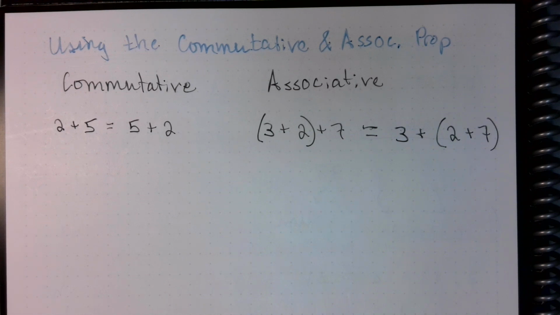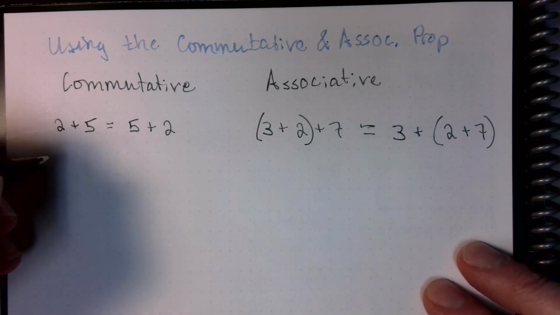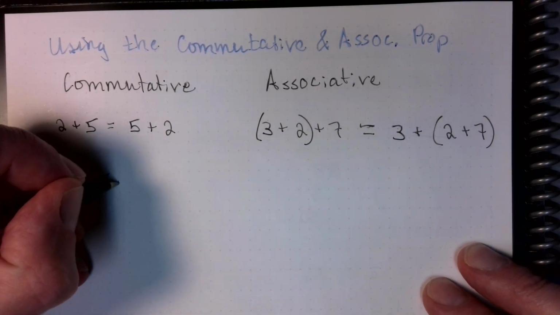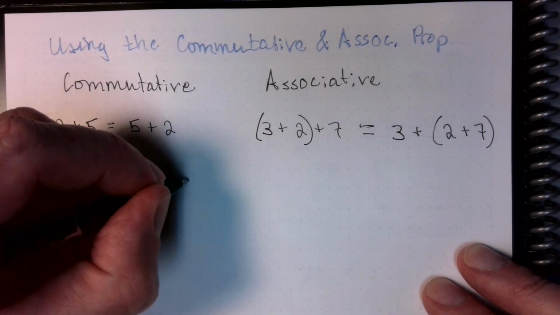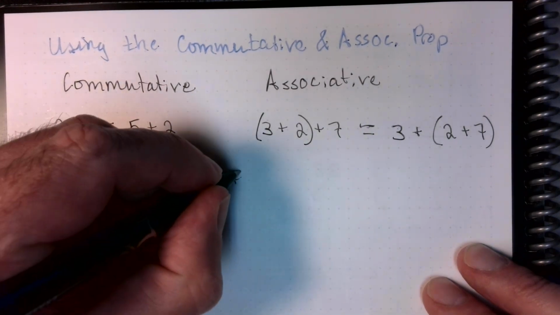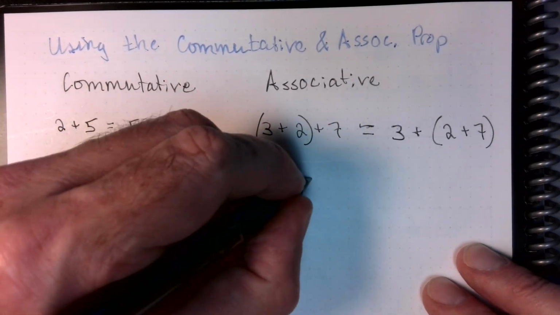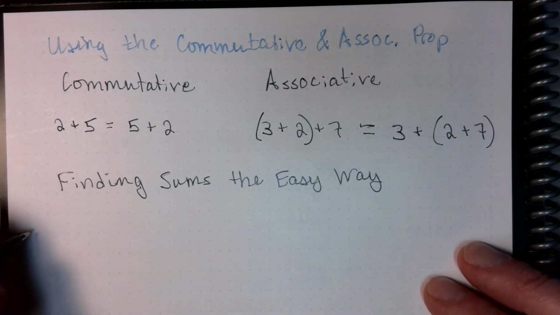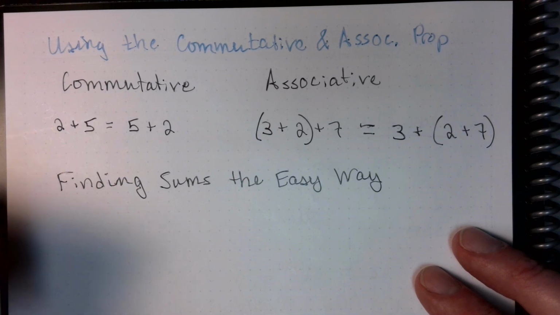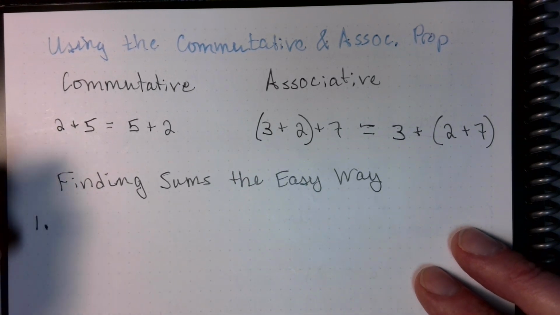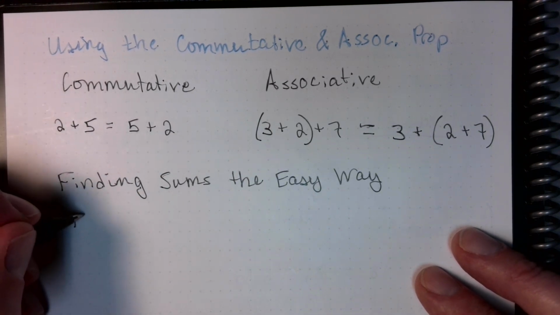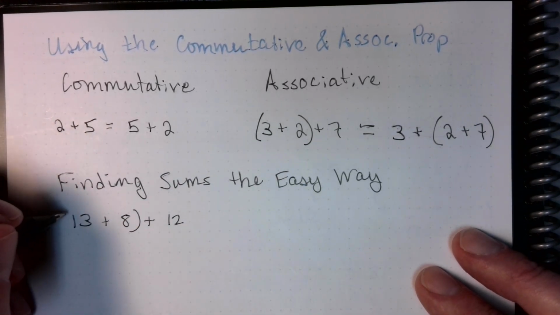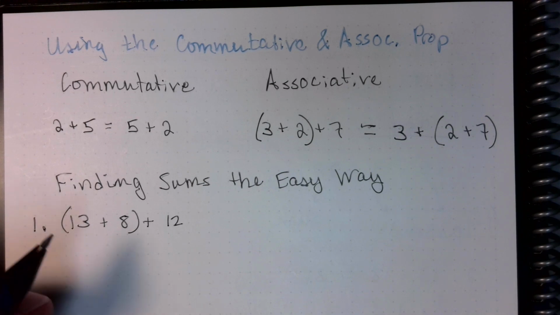Okay, the associative law can be very handy when you are finding sums. So we'll call this finding sums the easy way. What you want to do is, let's just start in with an example. Let's do something like this. Okay. 13 plus 8 plus 12.